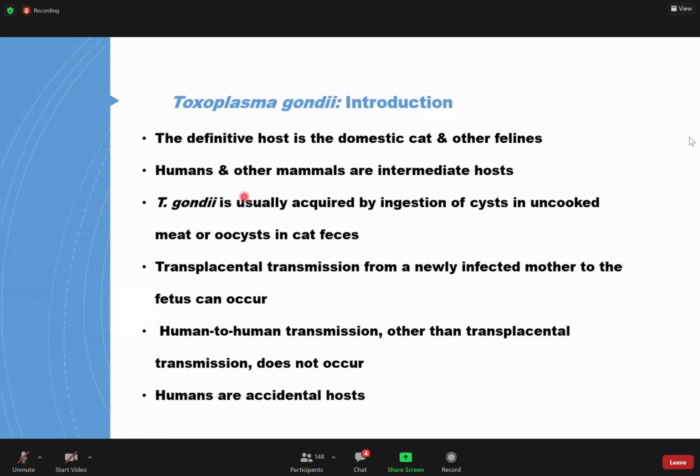Pardon? Sexual reproduction occurs in the cat. Very good. And what form of reproduction will be in humans? Asexual. So how else can you define the life cycle of this parasite? Indirect, right? And complex. Very good.